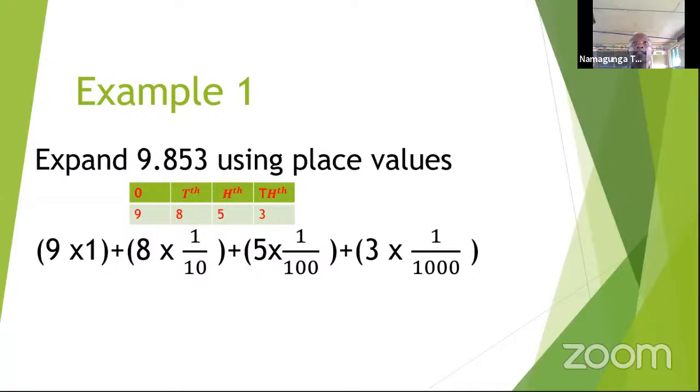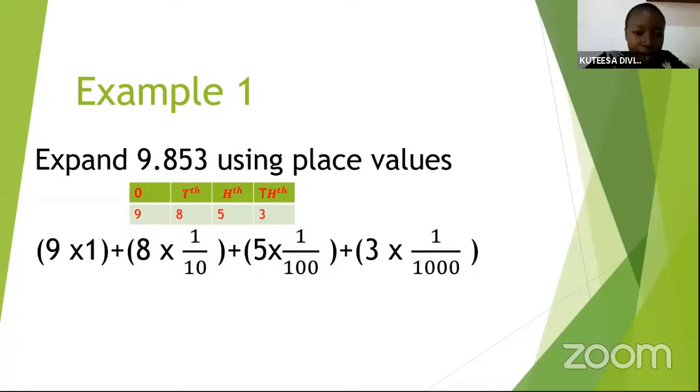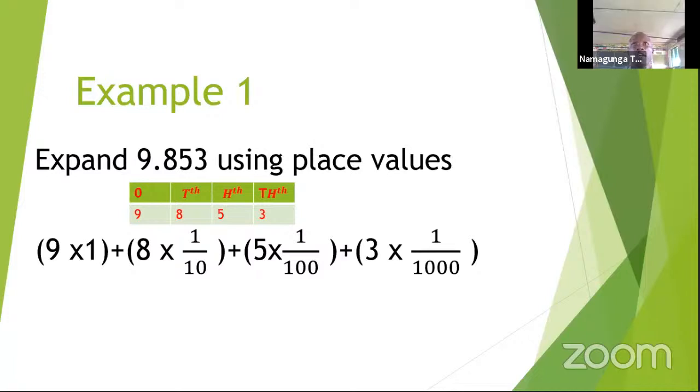May I get Kutesa Divine? Kutesa Divine, read for us the first example that we have there. Expand 9.853 using place values. Thank you very much, Tessa.